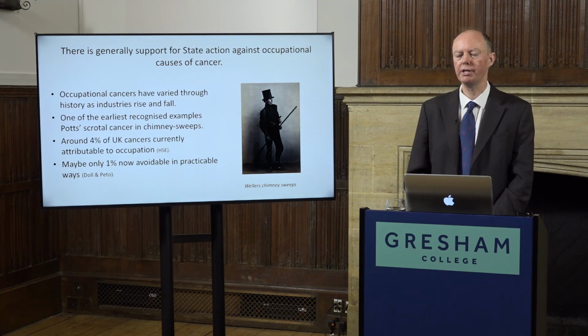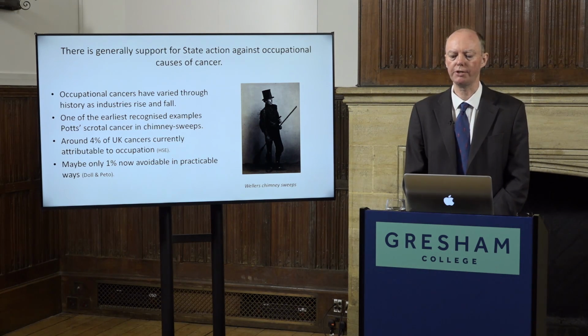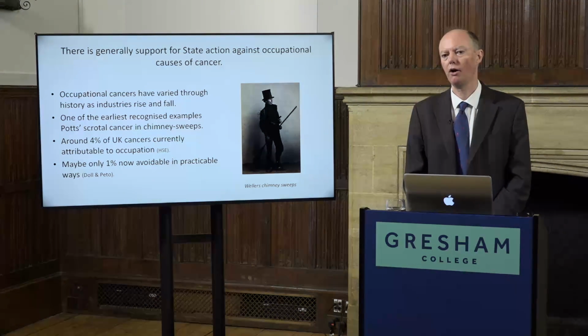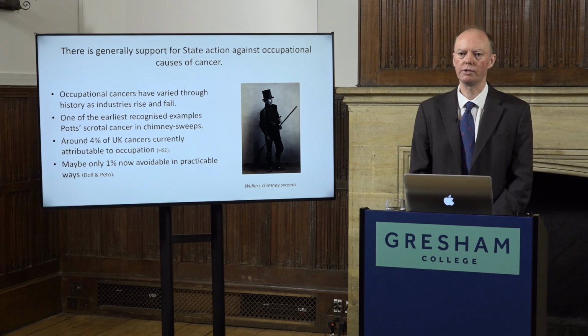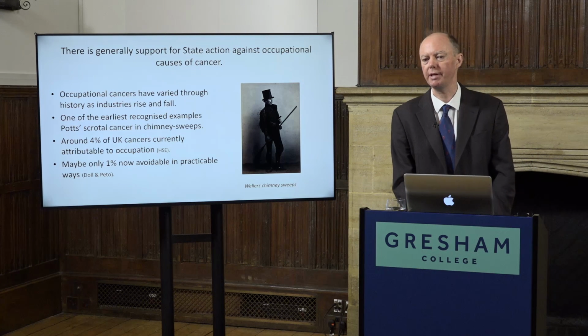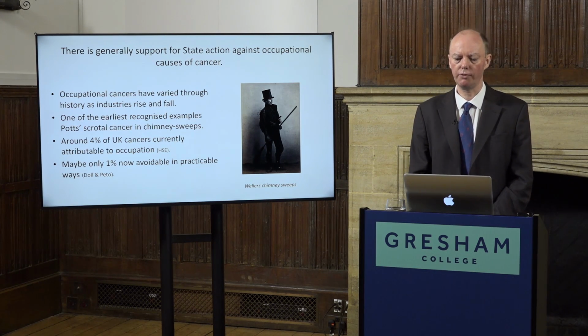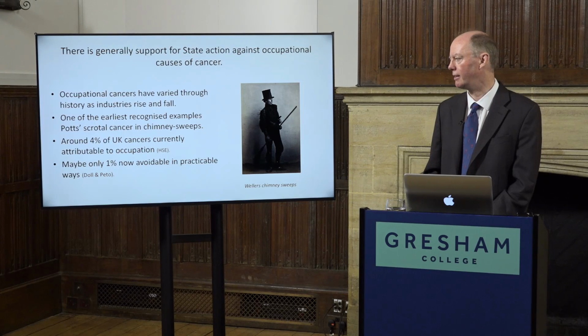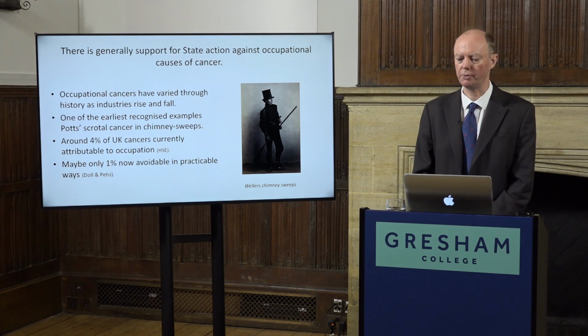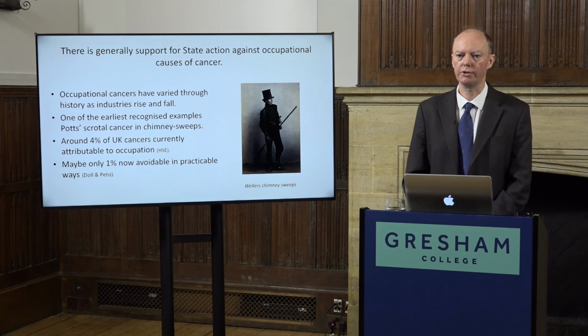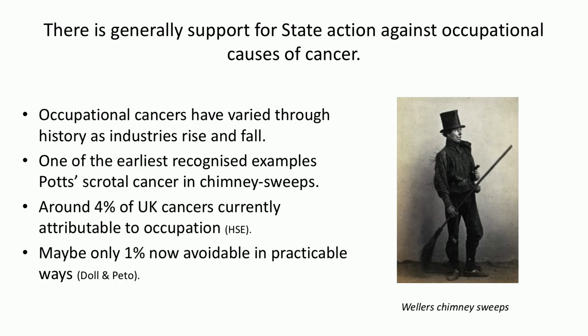There is also generally support, as expressed, again, through democratic processes, for action against occupational causes of disease, in particular cancer. Some cancers are largely caused by a particular occupation. And these have varied through history, as industries have risen and fallen. So one of the earliest recognized examples was a rather unpleasant cancer called Pott's scrotal cancer of chimney sweeps. And this has gone away because there are no chimney sweeps who are not in a regulated industry. It's now not seen, but was relatively common in people who were doing it.